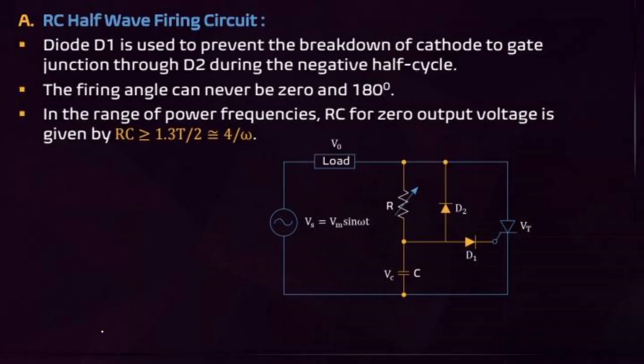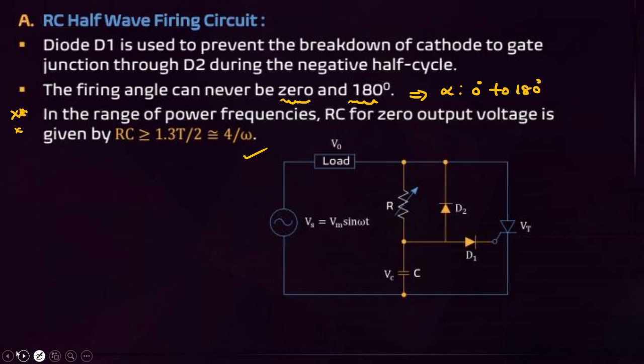Then in the RC half wave firing circuit, this condition: in the range of power frequencies, RC for zero output voltage is given by RC greater than or equal to 1.3T by 2, that is nearly equal to 4 by 1. This range you have to remember. What is the range of firing angle control? The firing angle can never be 0 and 180 degrees, that means alpha is controlled between 0 and 180 degrees.